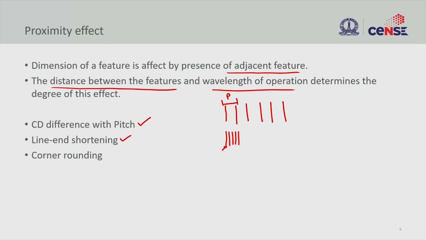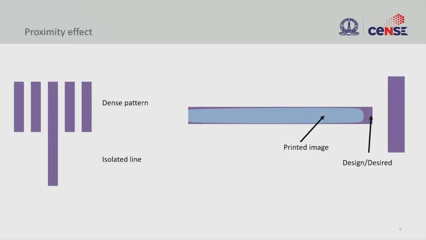Line end shortening, we will see that in a bit. That is also an undesirable factor because of proximity. Corner rounding is also an issue because of proximity. Let us look at these things a little bit more carefully. Let us look at how this proximity effect affects the structures.